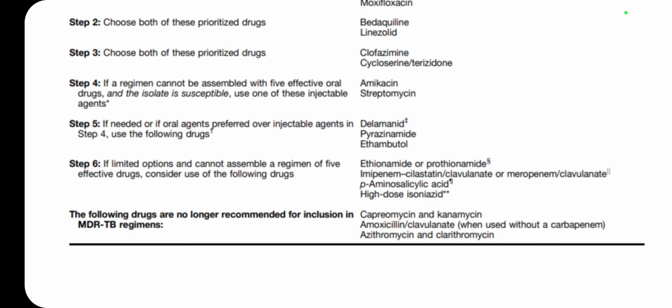The following drugs are not or no longer recommended for inclusion in multi-drug resistant TB regimens. For example, amoxicillin-clavulanate when used without a carbapenem, azithromycin, clarithromycin, capreomycin, and kanamycin.